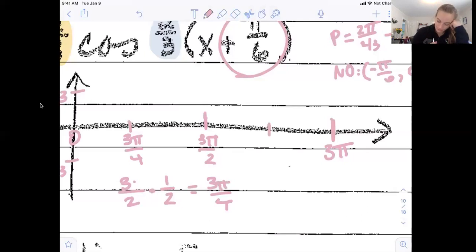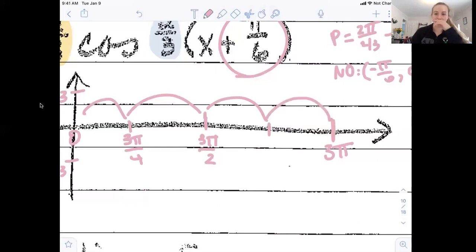Similar to the other way. Let's see. I'm not doing 1/2 of that. I'm doing half in between those two. Trying to think of an easier way to do this. Essentially I'm going 3π/4 each time. So what I think is probably easiest is doing 3 − 3/4. 3 is the same thing as 12/4. So if I minus 3 from that, it would be 9π/4. I think that's the easiest way of doing that one.